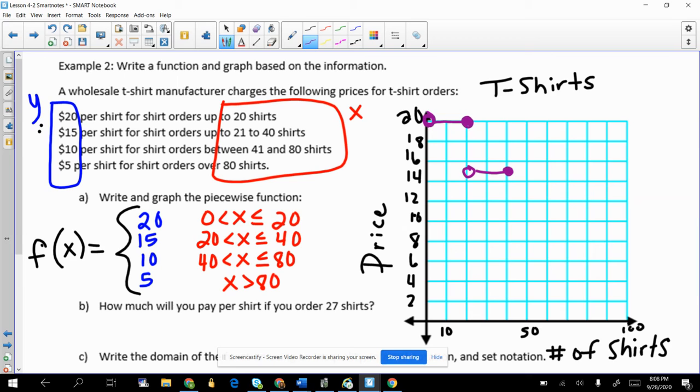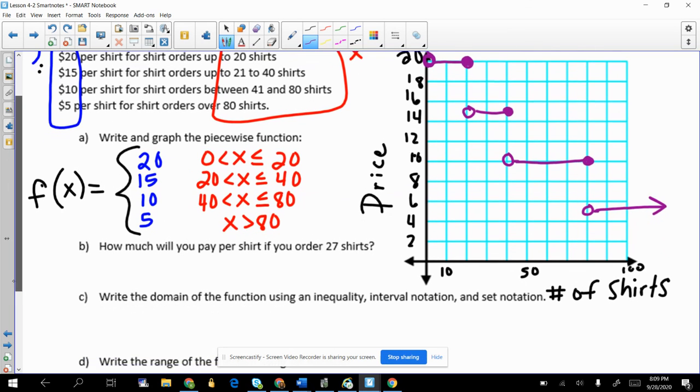Your next one should fall down here at 10, and it should be an open circle at 40 and a closed circle at 80. And then your last one should be down here at 5, so again in between 4 and 6 there. And it should be an open circle going that way, because anything more than 80 is going to cost $5 per shirt. Okay, cool. So there's your graph.